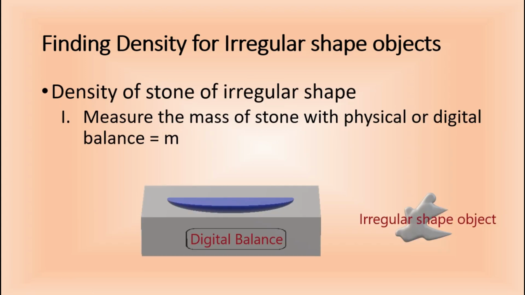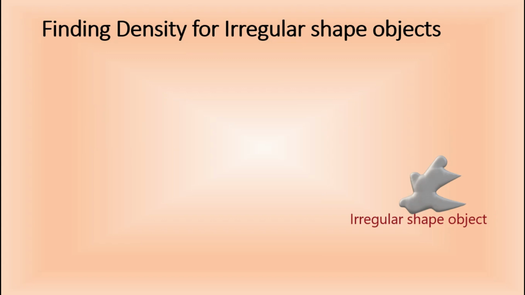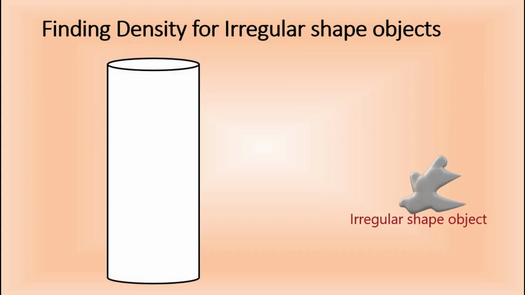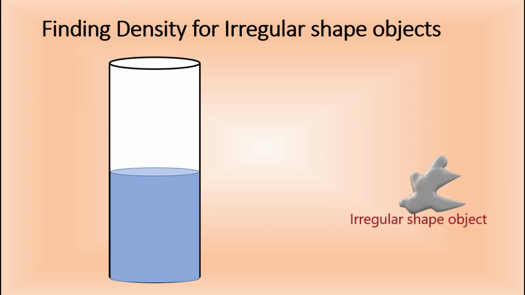Now finding density of irregular shape object. To find out density of irregular shape object, we follow these steps. For example, we have an irregular shape object as shown in figure. The first step to find out the density of this object is to find out the mass of this object using digital balance or spring balance. After finding mass, what we do, we take an empty cylinder, we put some water in it. After putting water, we measure its level, that is, the volume of water, and we note it with ourselves.